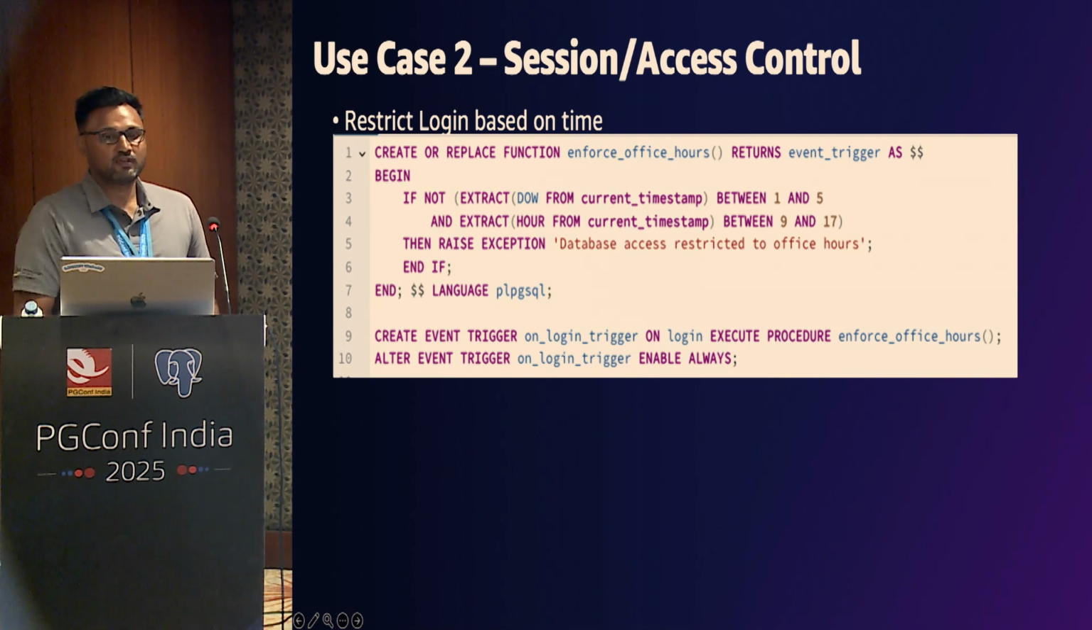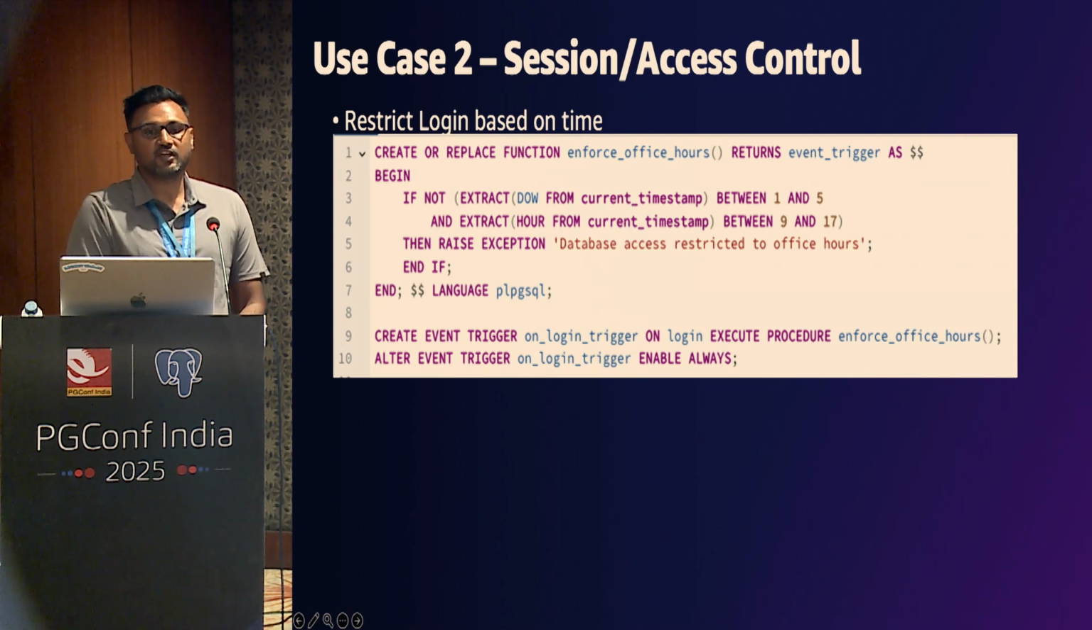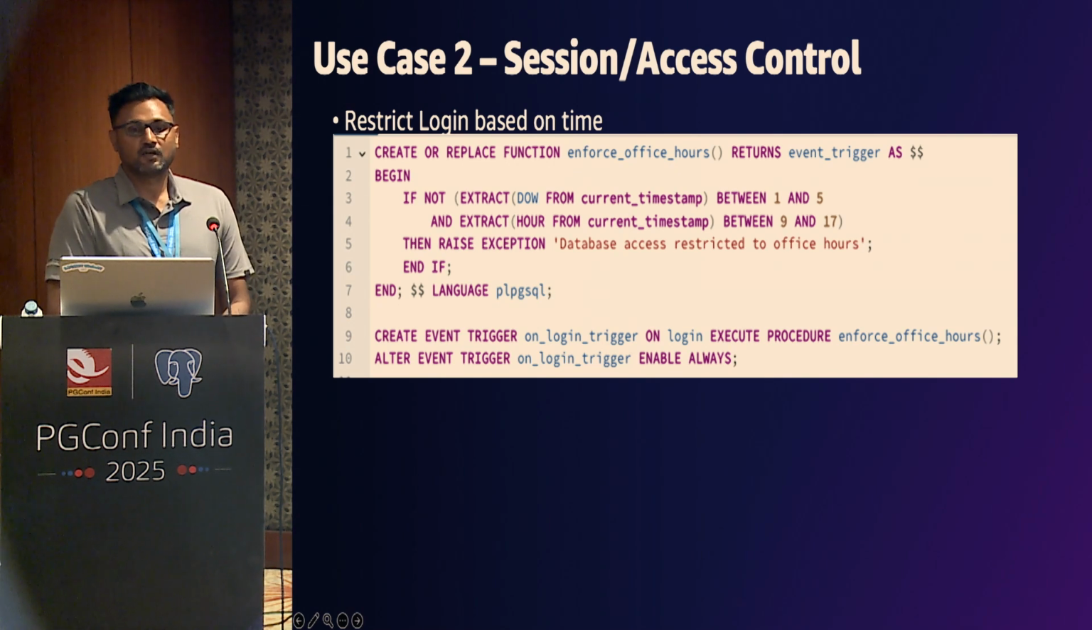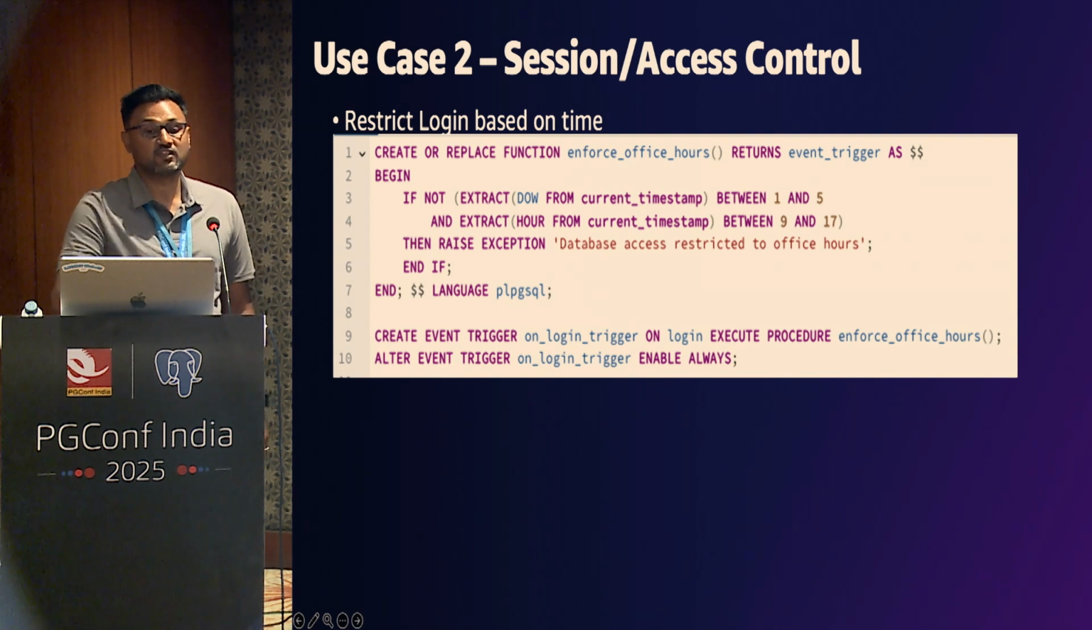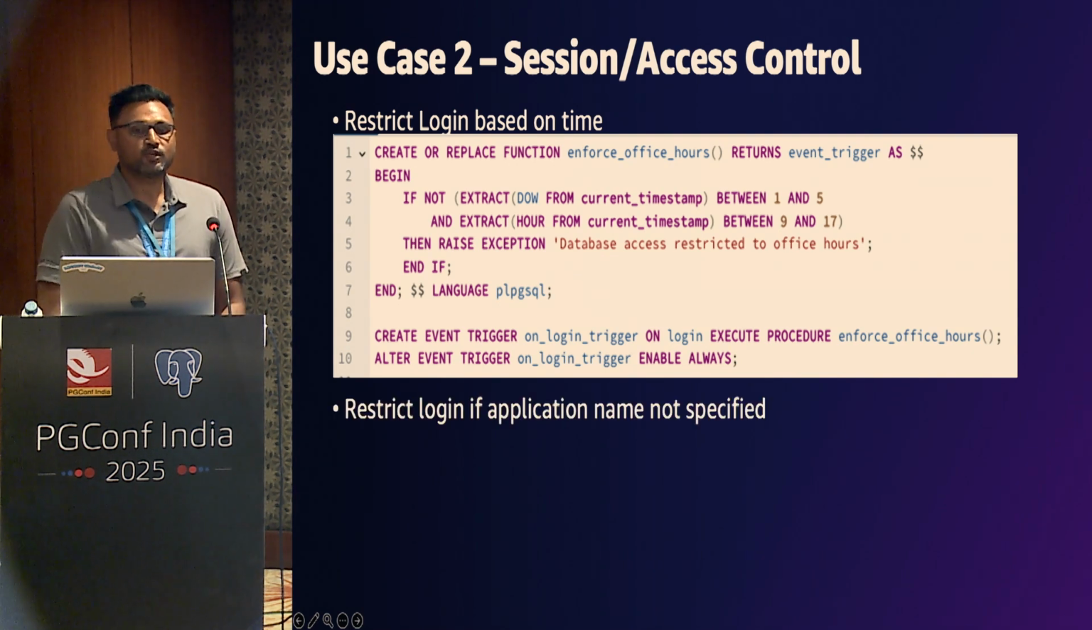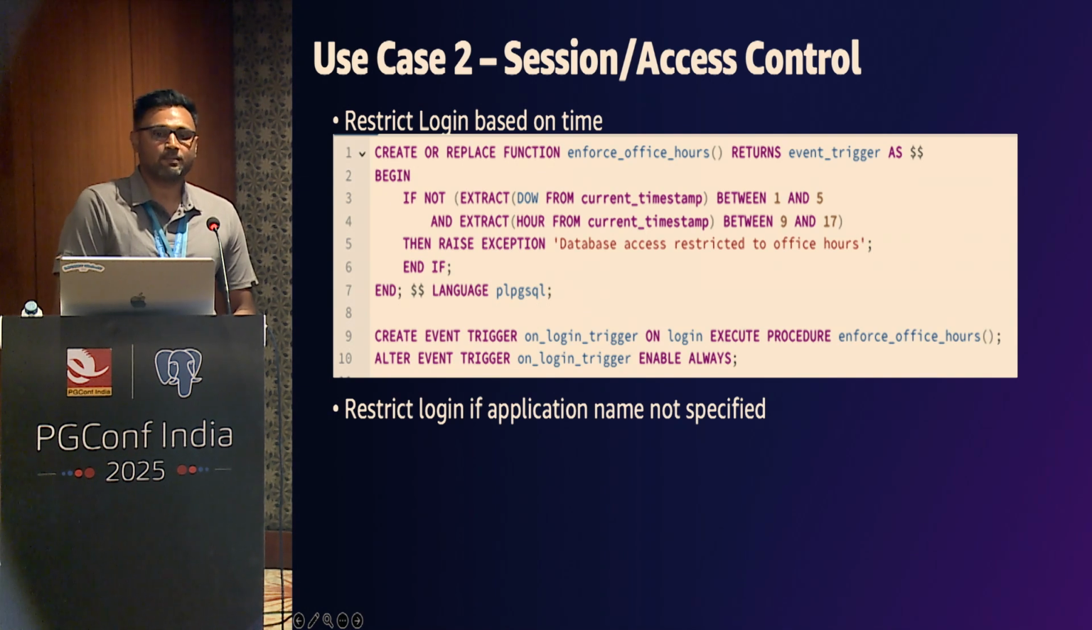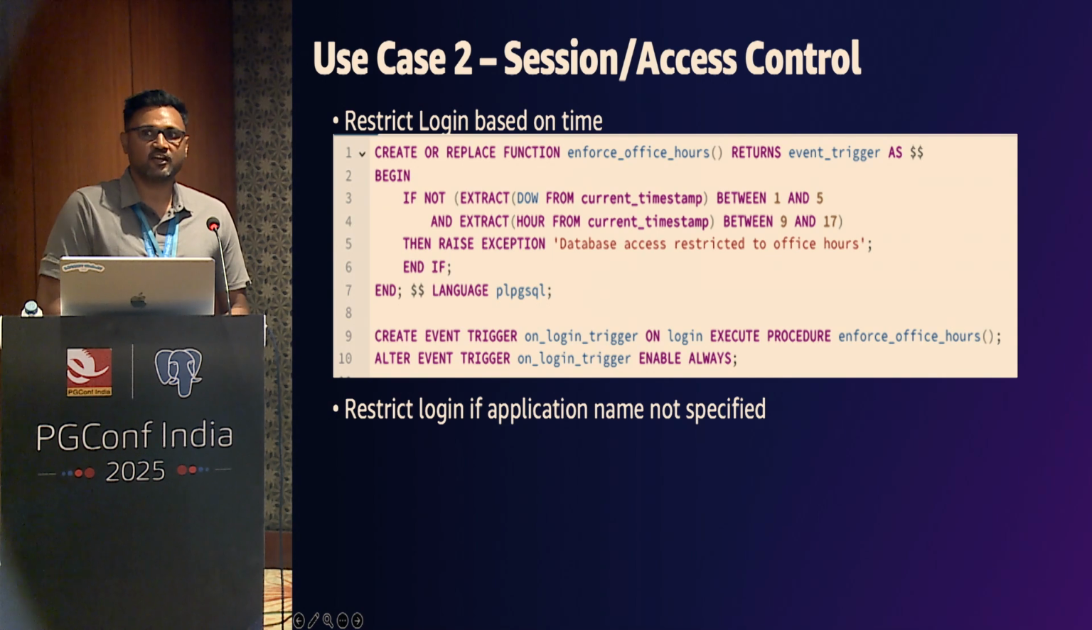The logic in this particular function can be made a bit more complex. We can let super users like Postgres, admin, and other super users log into the database throughout the day, whereas specific users can have this rule. We can also restrict the login based on the application name. If the application name is not specified while connecting to the database, we can restrict the login.